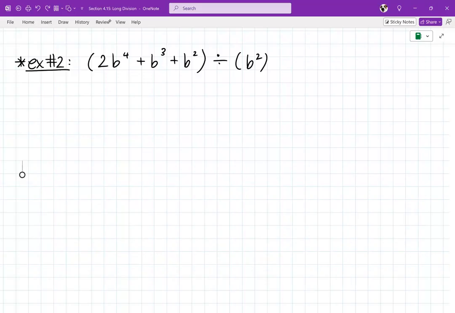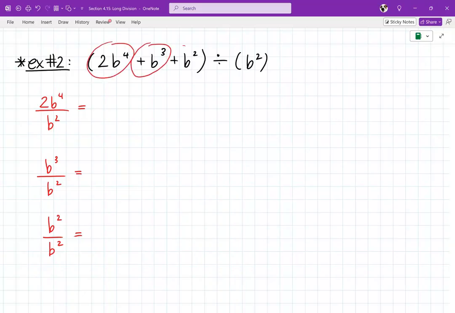So I'm going to get 2b to the fourth, and I'm going to divide that by b squared. I'm going to get b to the third, and I'm going to divide that by b squared. And then I'm going to get b squared, and I'm going to divide that by b squared. Remember, we have 3 distinct pieces up here, so we're going to divide all 3 of those parts by b squared.